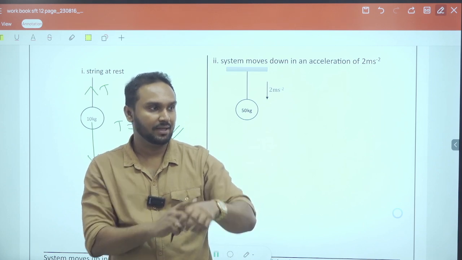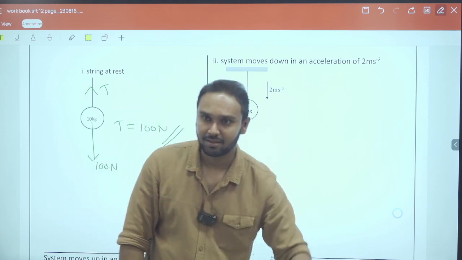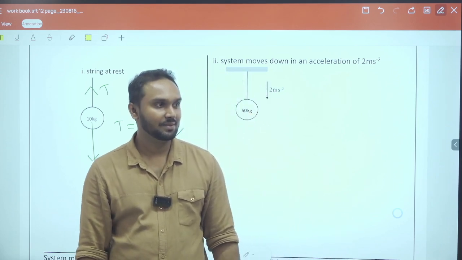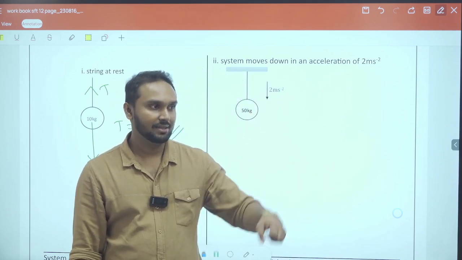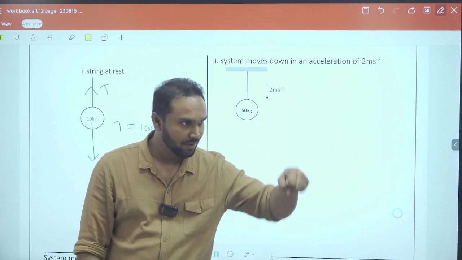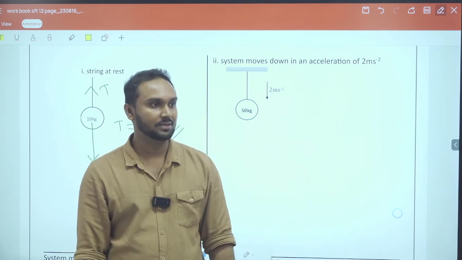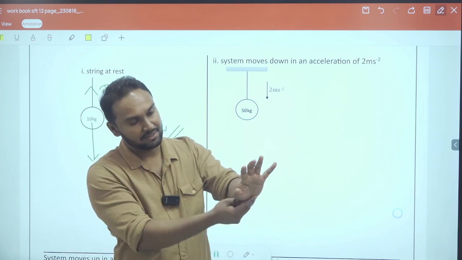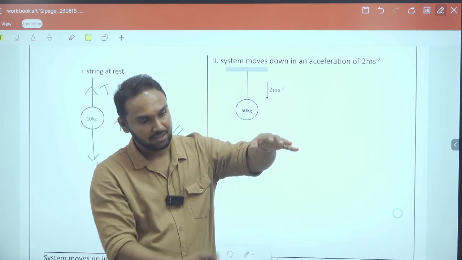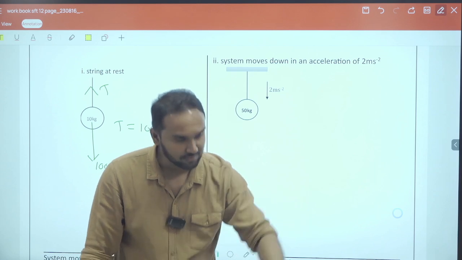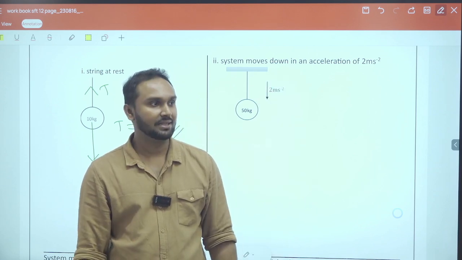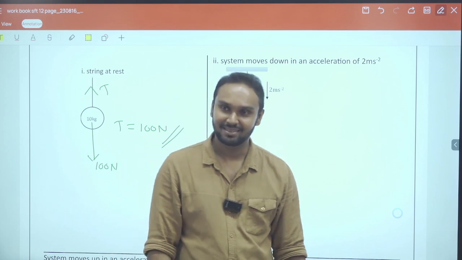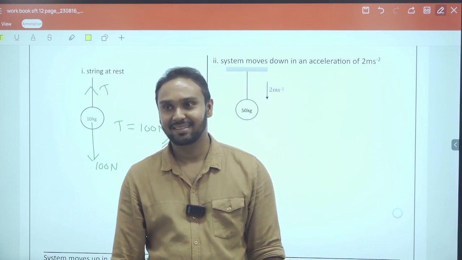Have you ever felt it, have you tried dropping something? No? You are just moving your hand with the system, giving acceleration downwards, that's all. You are taking the whole system down with the acceleration. What happens?